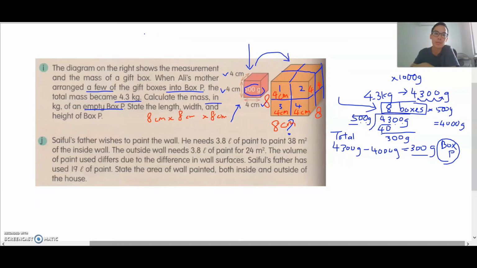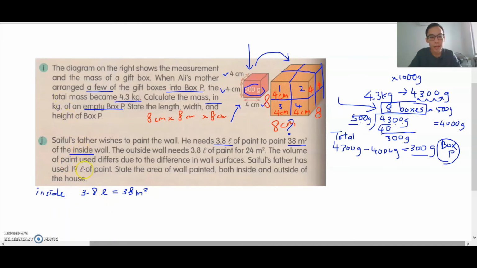Okay, last question. Saifu's father wishes to paint the wall. He needs 3.8 liters to paint 38 square meters of the inside wall. So I just write down first. So we have inside wall. How much needed? 3.8 liters of paint needed to paint 38 square meters. Okay, liters will be the paint needed, square meters will be the area of the inside wall.